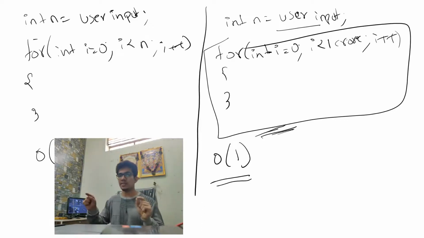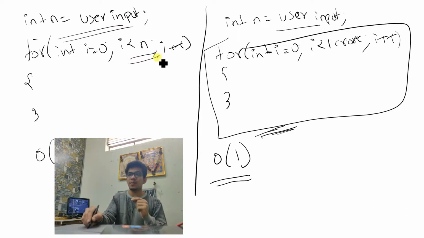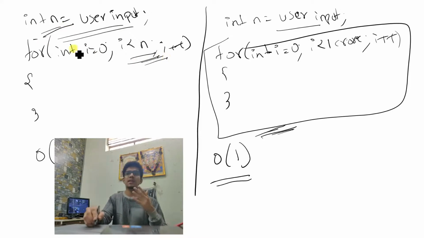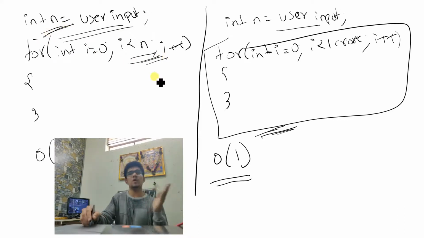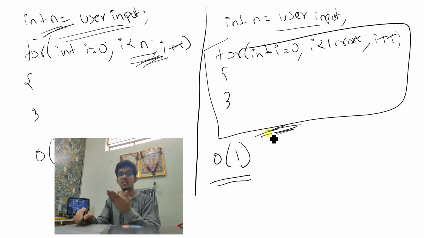Linear time complexity means, as we have seen on the left side, it is a linear time complexity. If the n value is 100, your for loop will execute 100 times. If your n value is 1000, your for loop will execute 1000 times. It's a straight line, so it is called linear time complexity. Is it clear? And this is called constant time complexity.